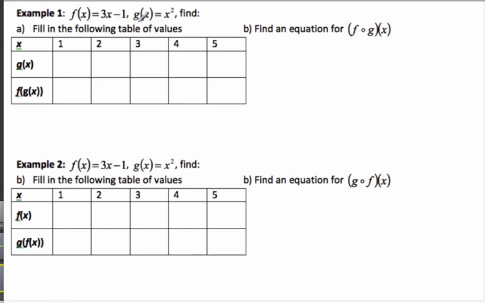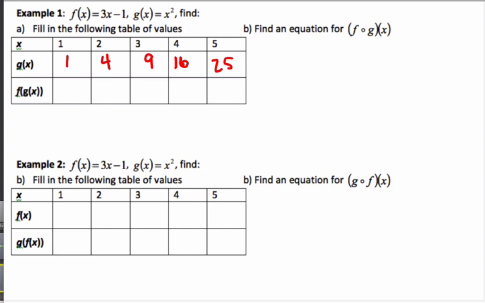Here is my function f and my function g. For x equal to 1, I find g of x: 1 squared gives me 1. If I plug 2 in, I get 4. I plug 3 in for g, 3 squared, and I get 9. Similarly, I get 16 and 25.